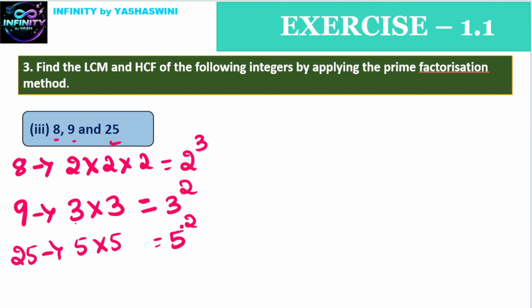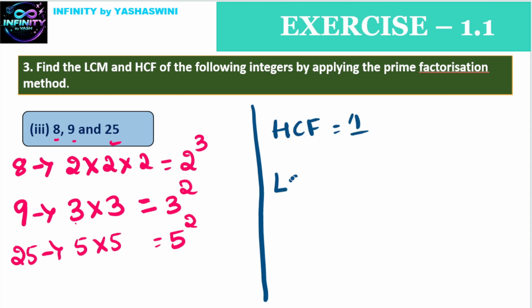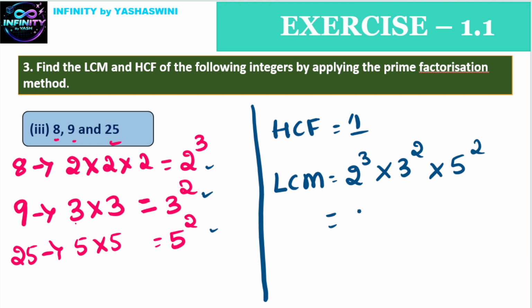See, here also there are no common factors. Here 2, 3 and 5. There is no common factor. What is the HCF then? HCF is equal to 1. Now LCM is all the factors with greatest power, that is 2 to the power 3, 3 to the power 2 and 5 to the power 2, that is 8 into 9 into 25. When you multiply all the three numbers, what will you get? The answer is 1800.